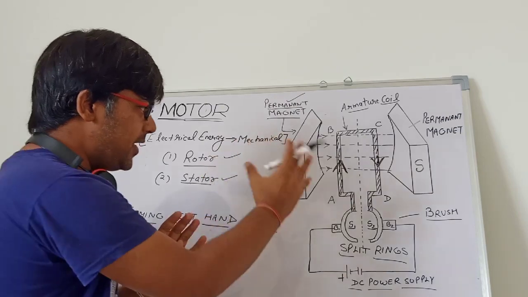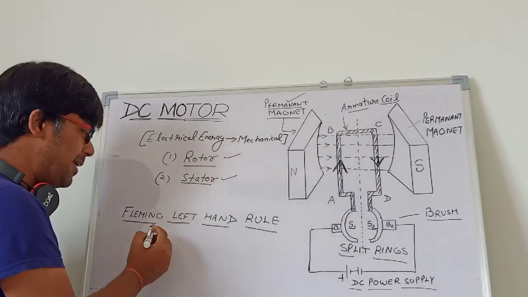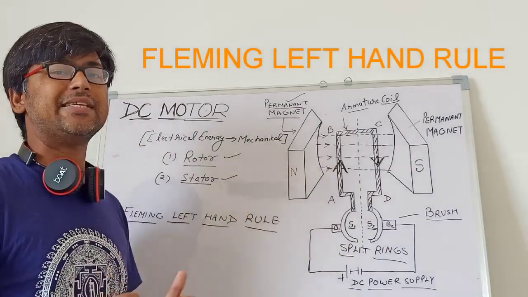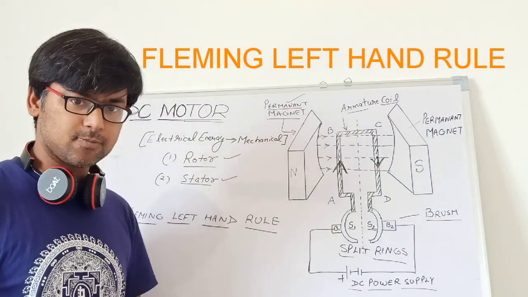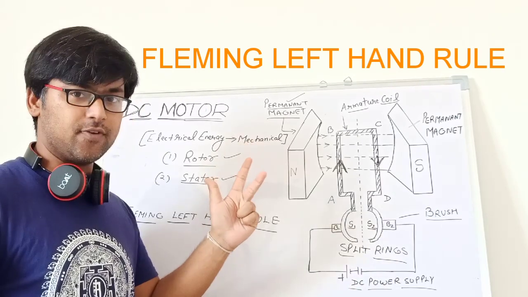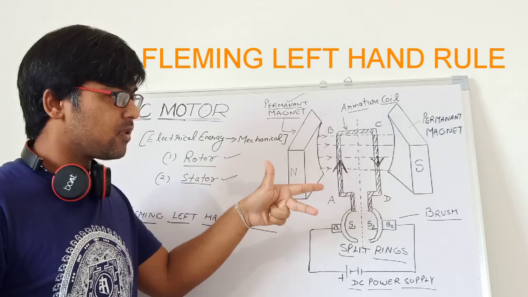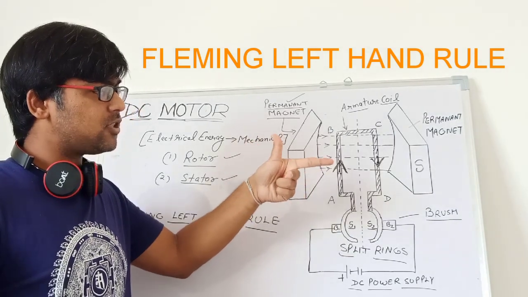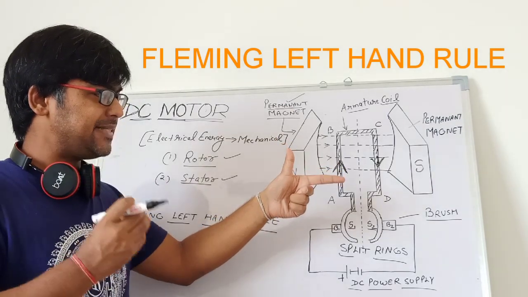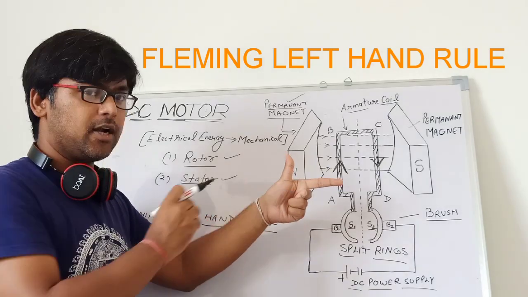Now, how does it rotate, how does it work? That will be given by Fleming's left hand rule. Clear? Now this rule is very important. It depends upon our three fingers: our thumb, our forefinger, and our middle finger. These three fingers are really very important. All these fingers must be perpendicular to each other, where each finger shows some particular quantity to you. For example, this is my middle finger.